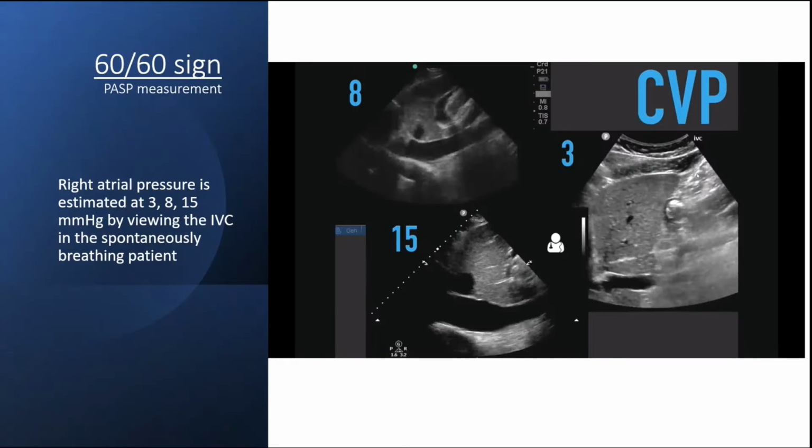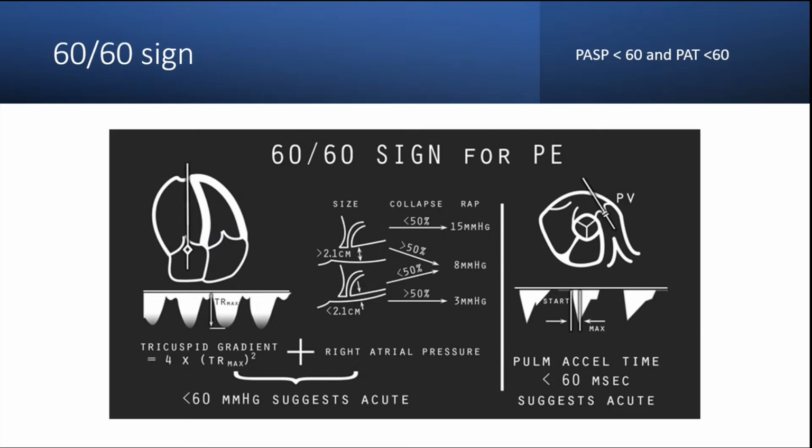Next, I'm going to talk about the 60/60 sign. The 60/60 sign in echo refers to the coexistence of a right ventricular outflow tract acceleration time of less than 60 milliseconds with a pulmonary arterial systolic pressure of less than 60. In the presence of right ventricular failure, it's consistent with an acute elevation in afterload, commonly due to an acute PE. First, I'm going to talk about how to measure the PA systolic pressure.